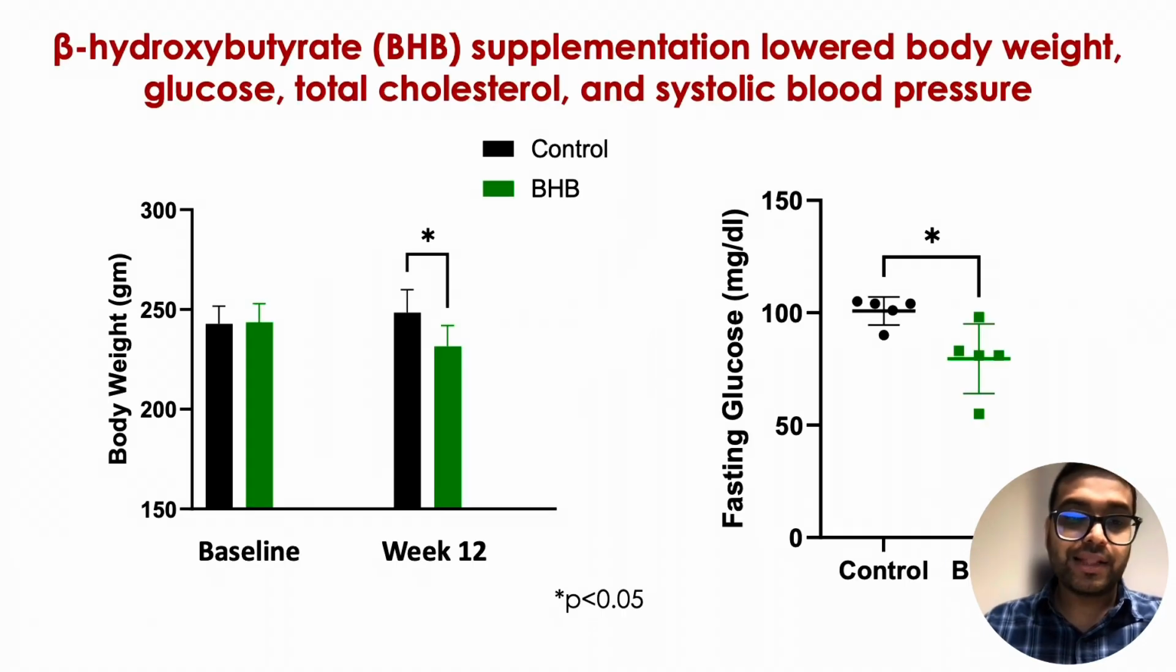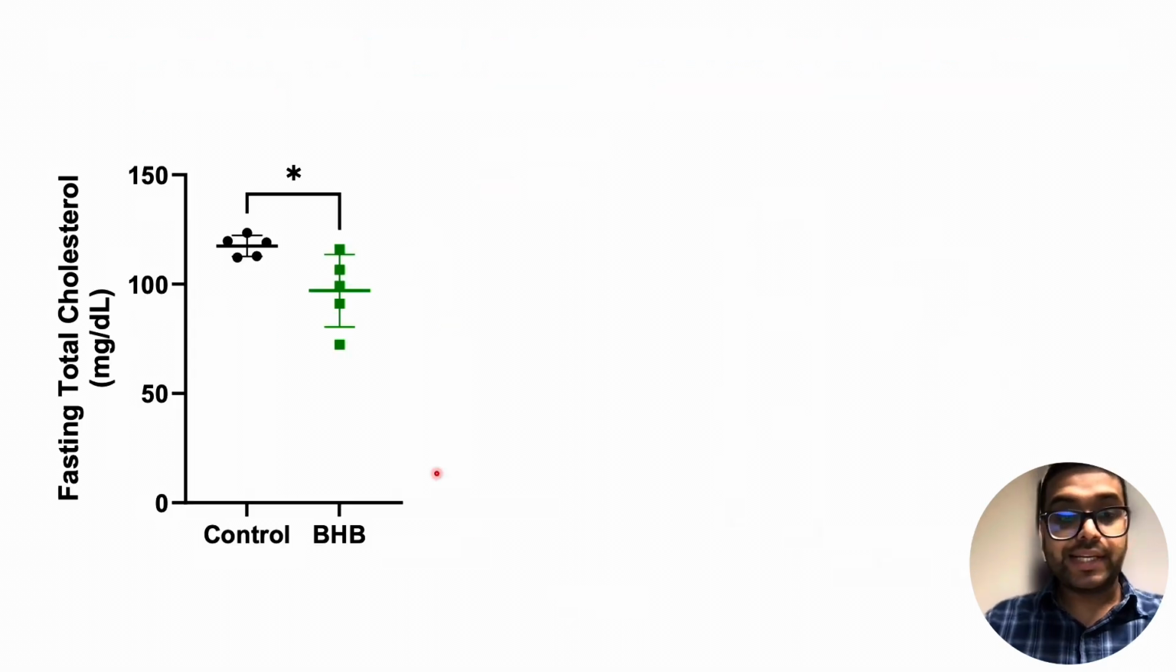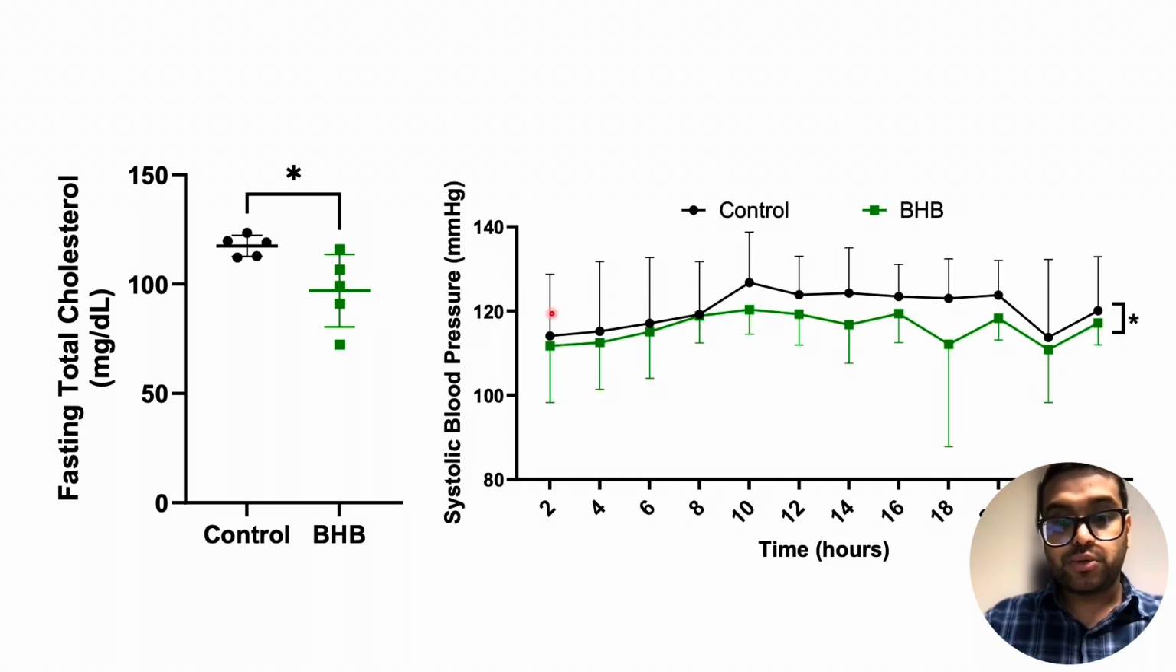And we found that there was a significant reduction in the body weight, as we can see here. The green bar denotes the beta hydroxybutyrate fed group. There was a significant decrease in the body weight, and also the fasting glucose was significantly reduced in the beta hydroxybutyrate fed group. Not only body weight and fasting glucose, but also total cholesterol was significantly reduced in the beta hydroxybutyrate fed group, and also the systolic blood pressure was significantly reduced.